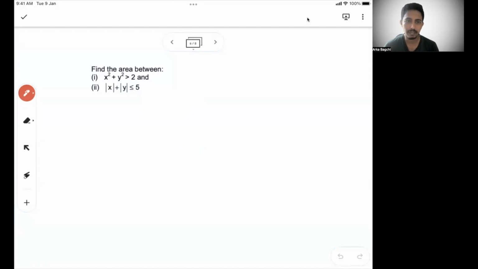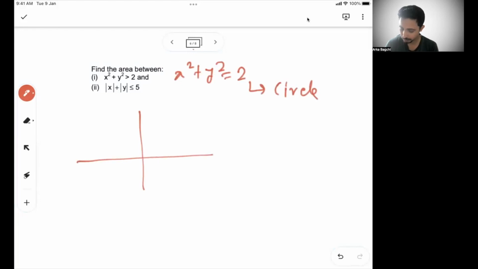Now it says find the area between x square plus y square equal to 2. So we know x square plus y square equal to 2 is a circle. And how can you say it's a circle? For a circle, the formula is x square plus y square equal to r square, where r is the radius.